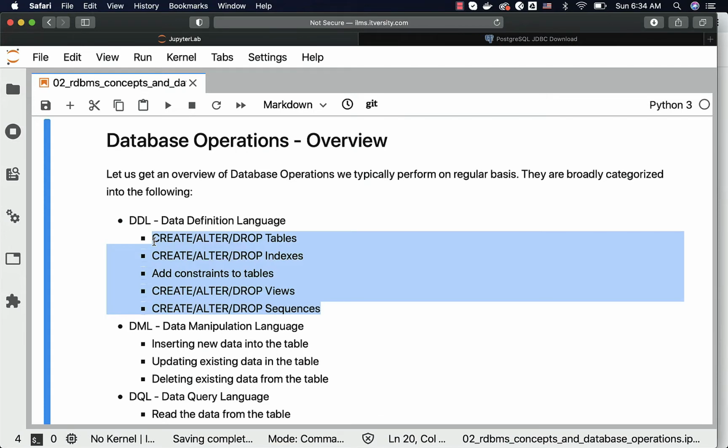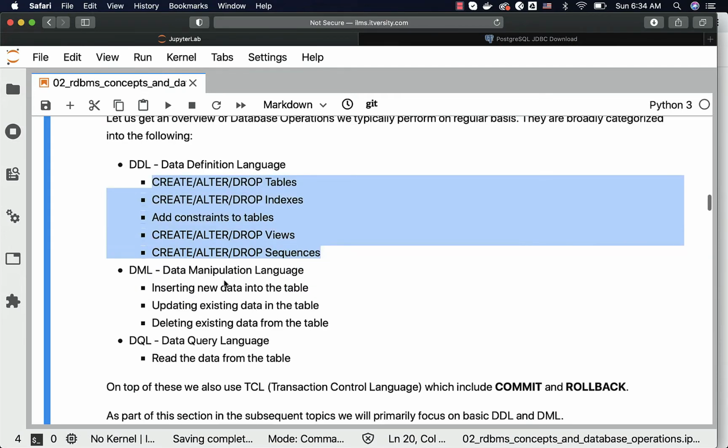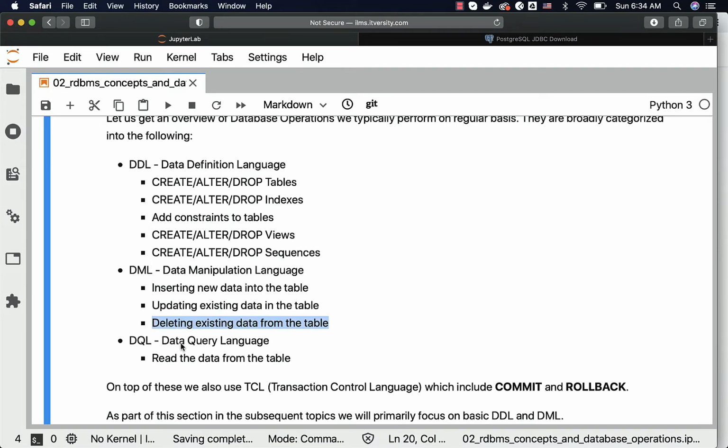the most common examples. When it comes to DML, which stands for Data Manipulation Language, we try to insert new data into the table. We try to update existing data in the table. Also, we try to delete existing data from the table. When it comes to DQL, which stands for Data Query Language, we tend to read the data from a table or set of tables and perform operations such as joins, aggregations, sorting, etc.